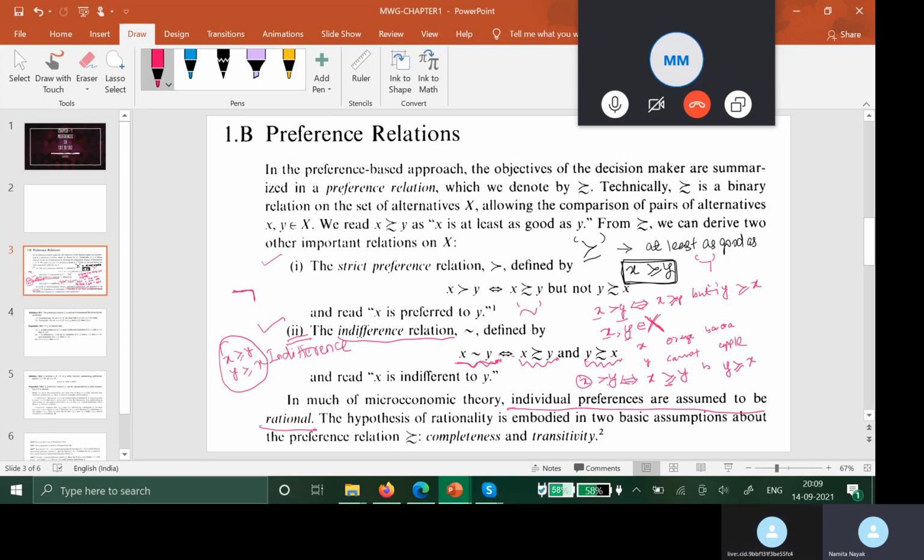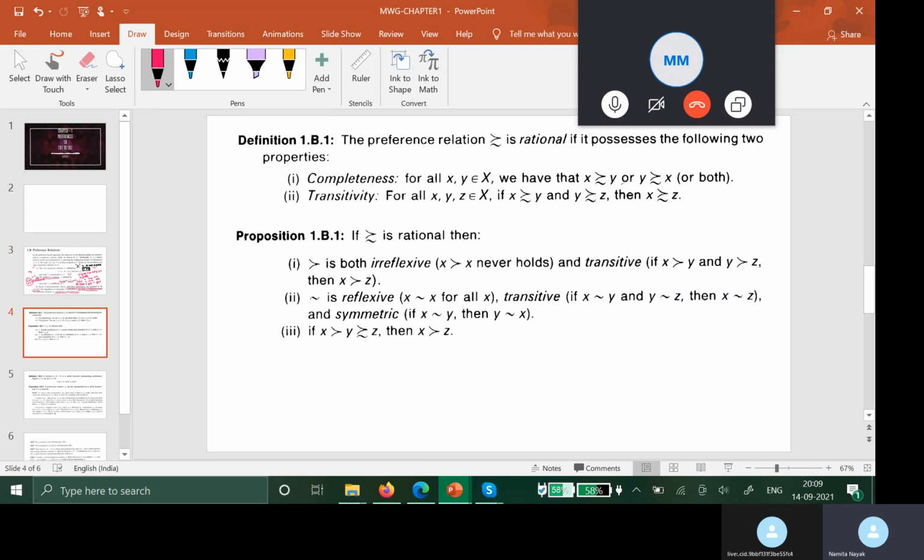To be rational, it has to meet two basic assumptions about this preference relation: completeness and transitivity. Am I clear? Yes, ma'am. So in the next step, we are going to look at completeness and transitivity. The preference relation notated by this symbol is rational if it possesses two properties. Those two properties are completeness and transitivity. Completeness, as I told you last time, means it is complete in information. All the information is within that set. Whether x is at least as good as y, or y is at least as good as x, or they are indifferent between them, complete information is available to us.